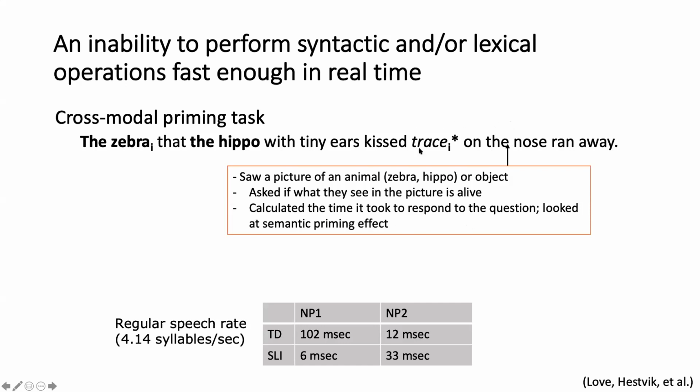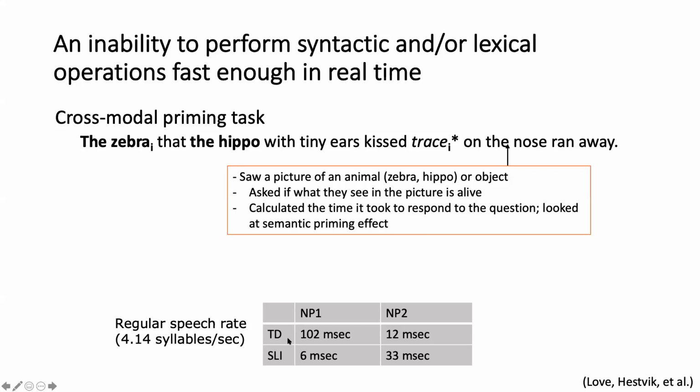So basically right here, if you know that this is here, people should be thinking back to the zebra. It's called reactivating this noun here. Then because they have that noun in mind, when they see a picture of a similar noun, they should be a lot faster at responding. So that's a semantic priming effect.